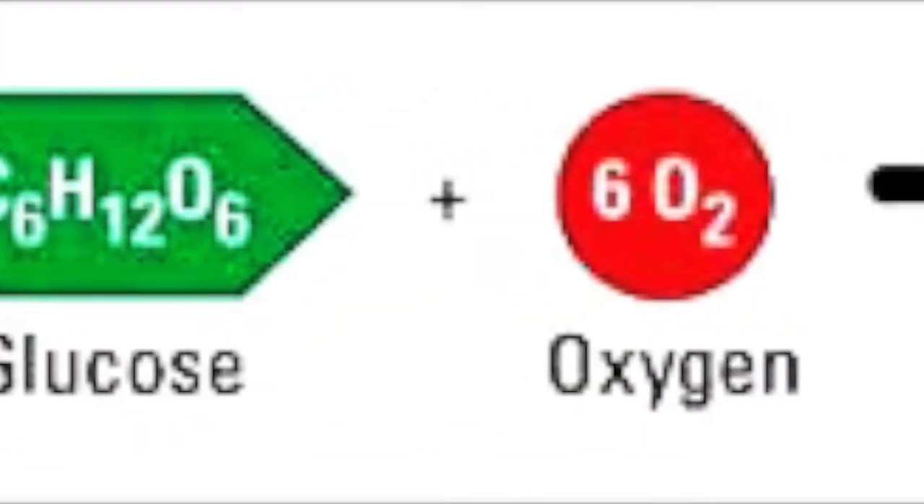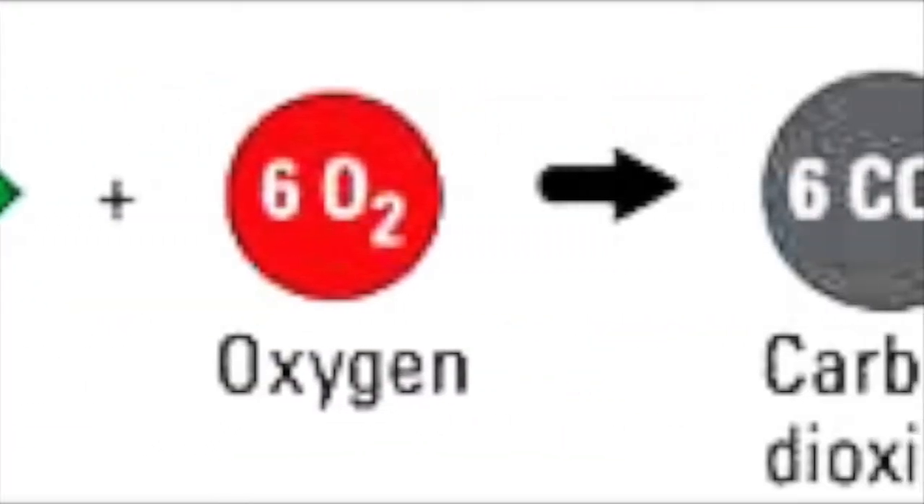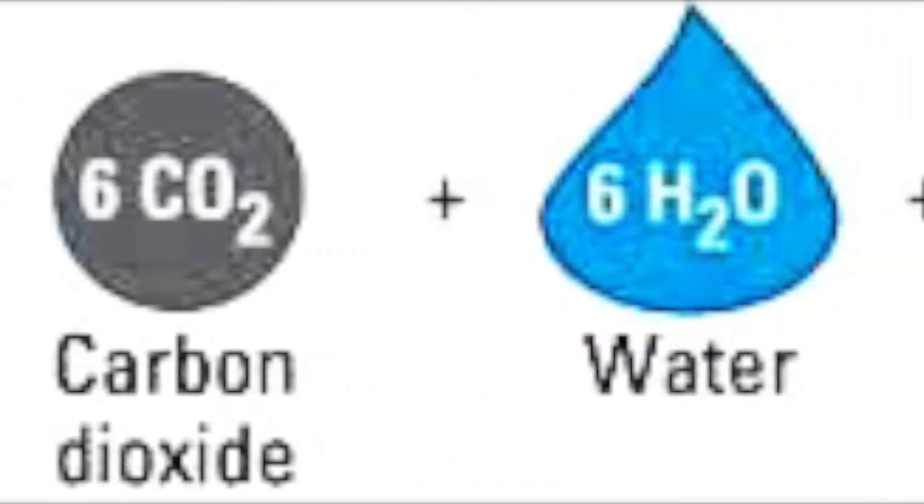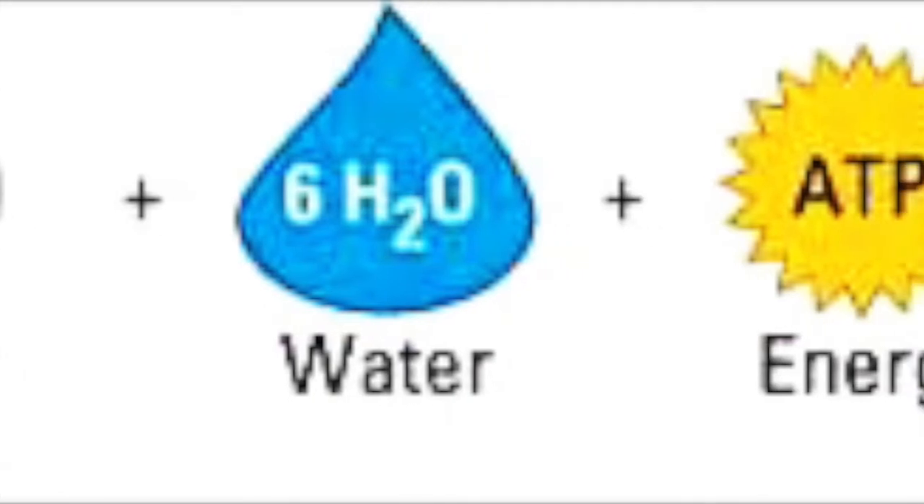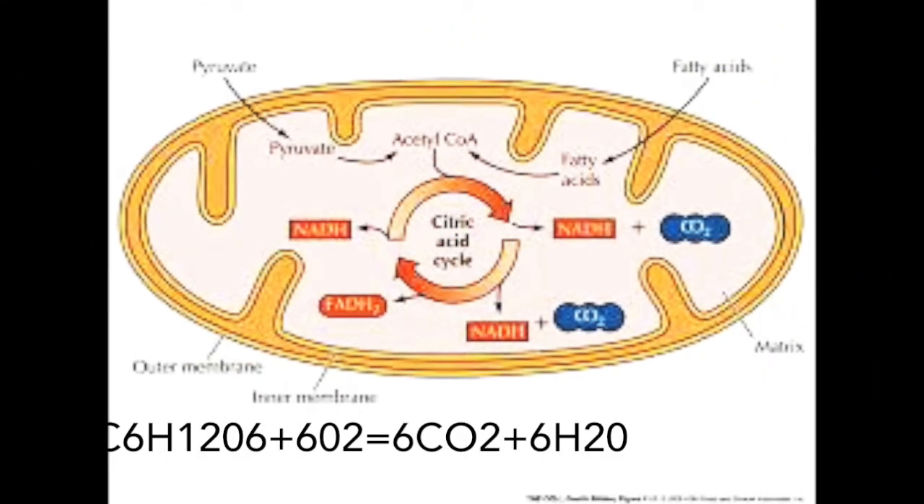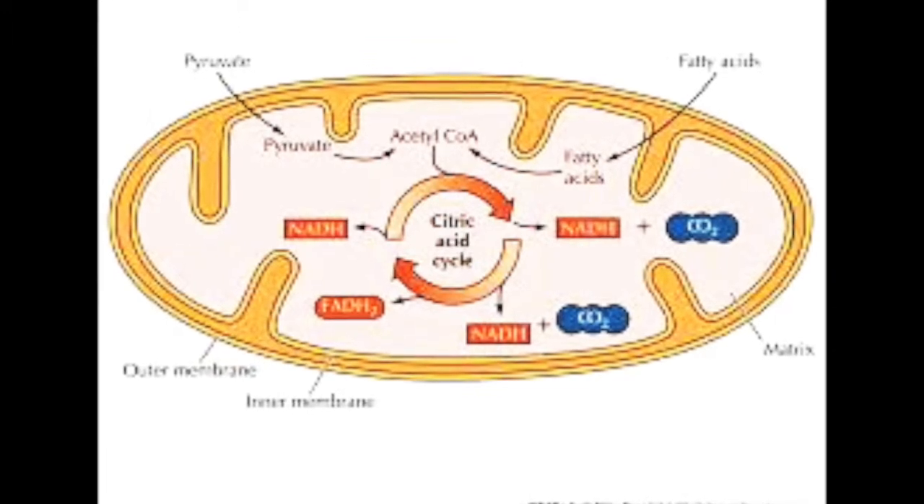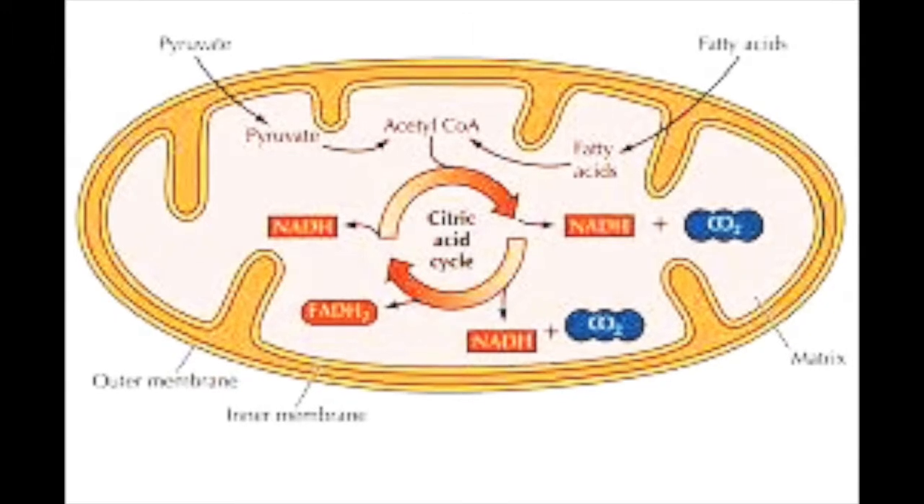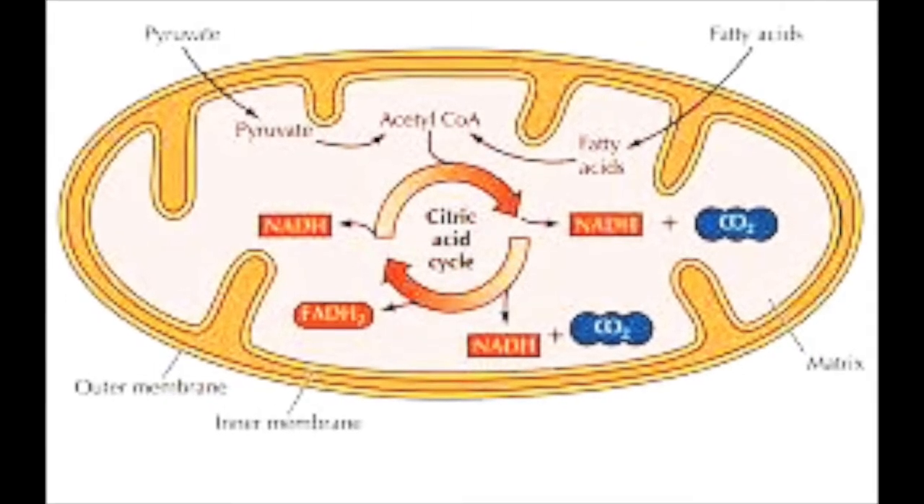Now on to the reaction of cellular respiration, which involves 3 reactions. The reactants of this are glucose and oxygen, and the products are carbon dioxide and water. Glucose is made during photosynthesis and is used during glycolysis. The oxygen is also produced during photosynthesis and is used during the electron transport chain.